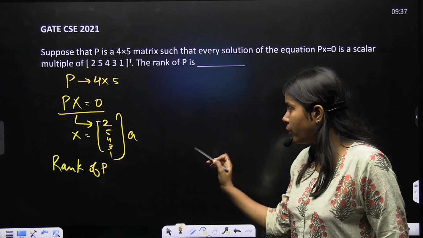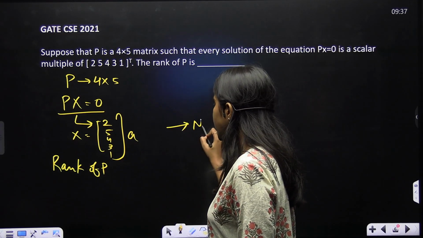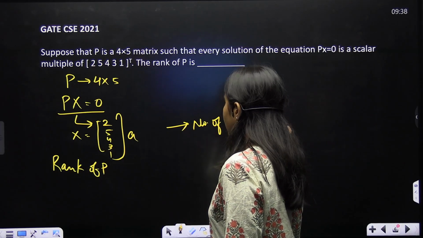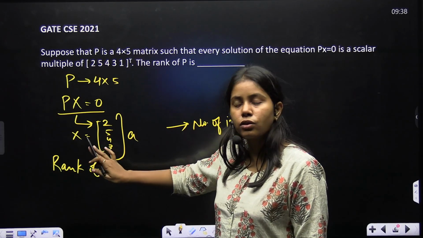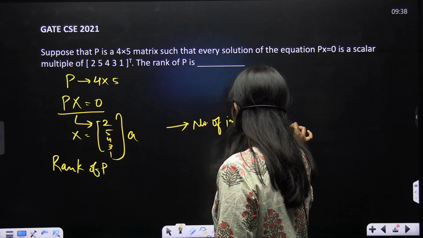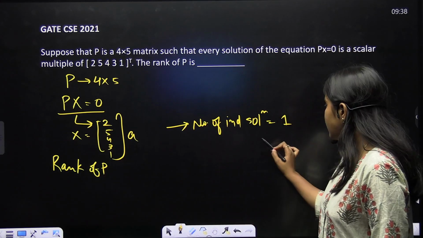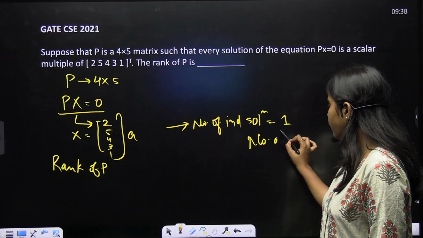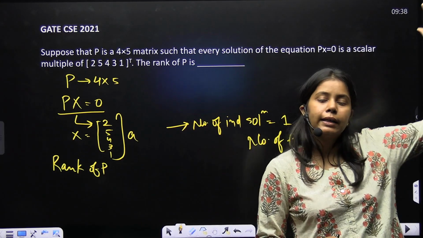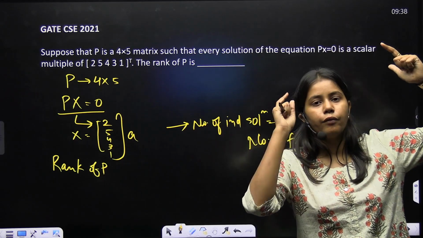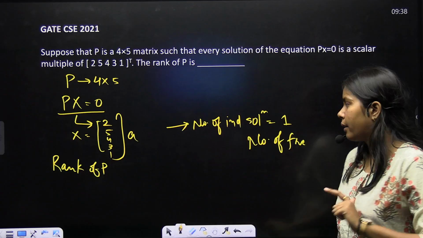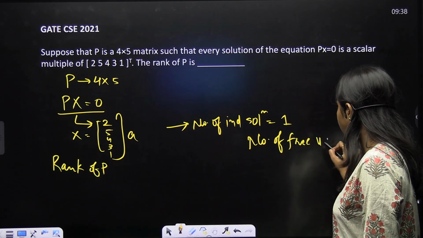So that means how many number of independent solutions? Number of independent solution in this case, because every other solution would be a multiple of 2, 5, 4, 3, 1. Right. So that means independent solution is 1. That means what would be number of free variables? Number of free variable is 1. Now you have to move backwards. Previously you have said that rank is this, number of free variable is this, and then number of independent solution. Now I am going back to my rank. Number of free variable, that would be 1.